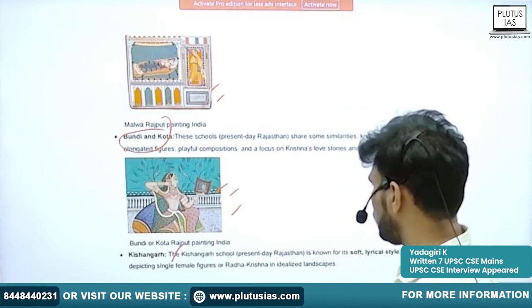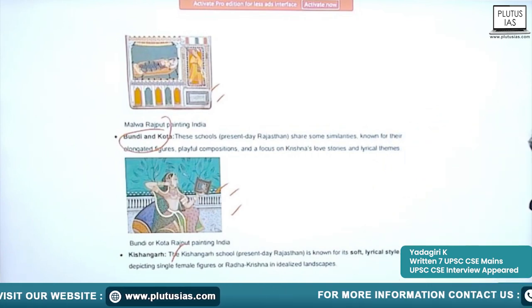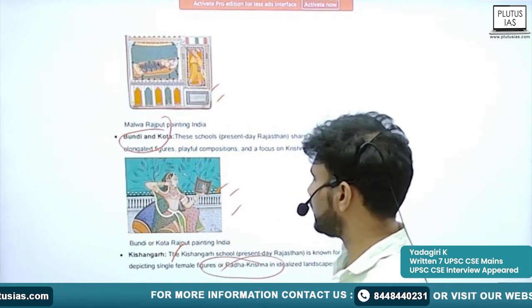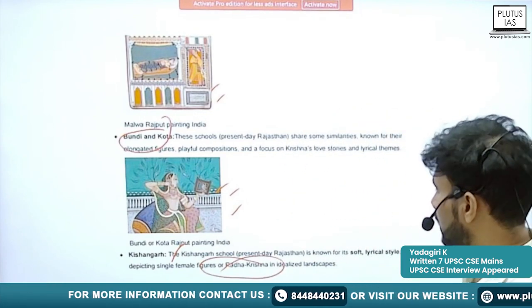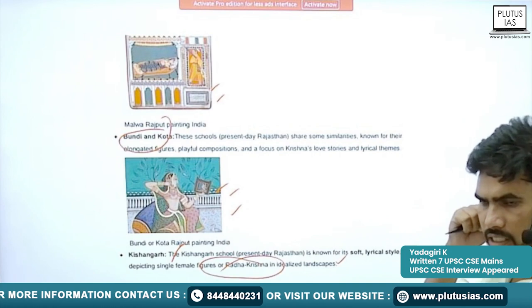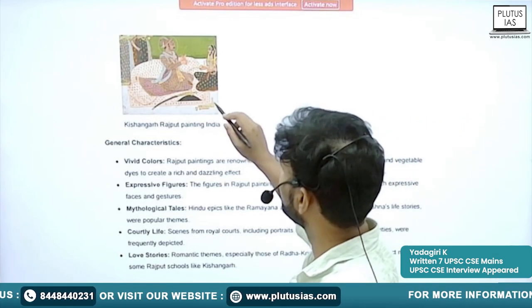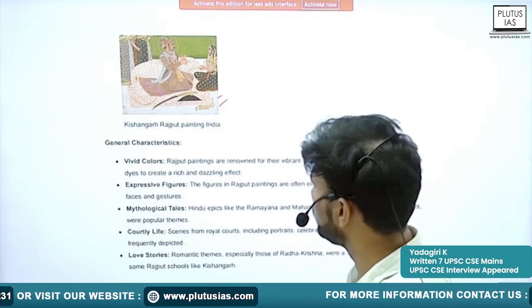Kishangarh sub-school is also there. It is also in present-day Rajasthan. Here you will see single female figures like Radha Krishna in idealized landscapes. You will see, right? So this is one Kishangarh Rajput painting.